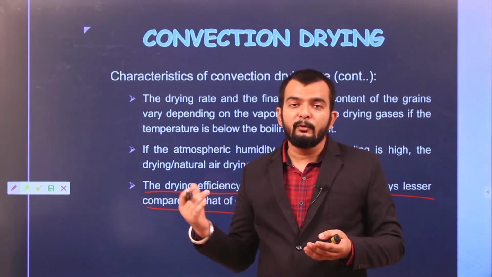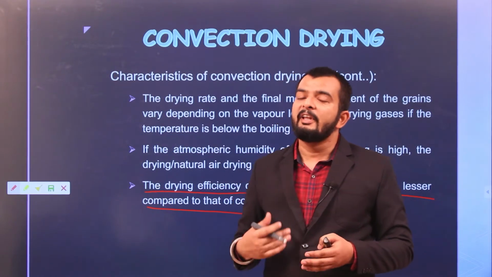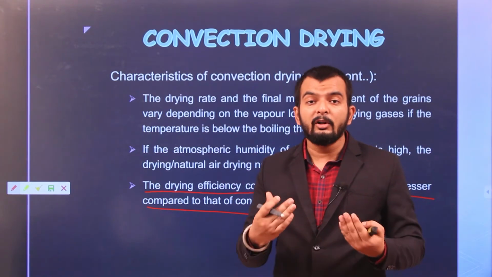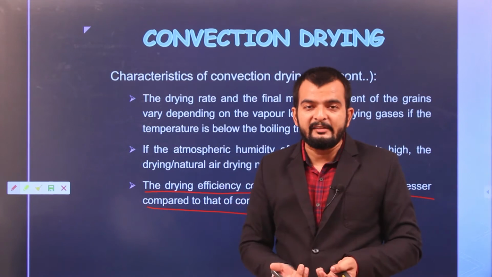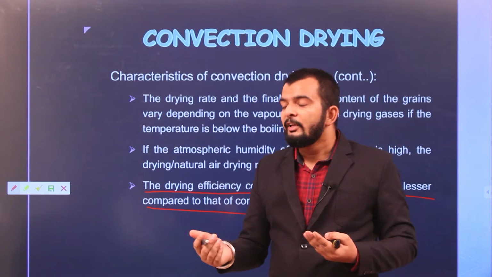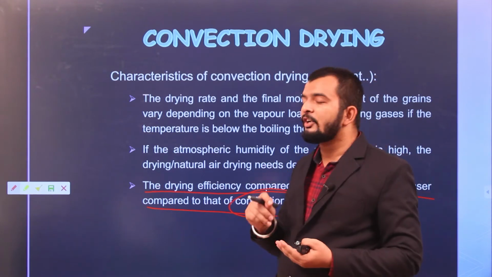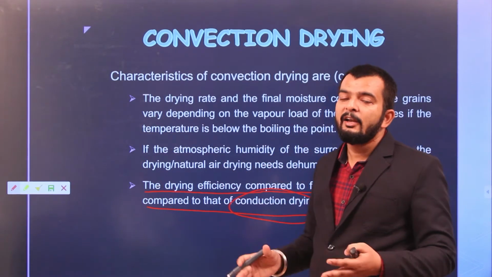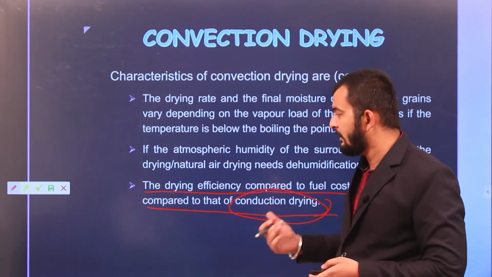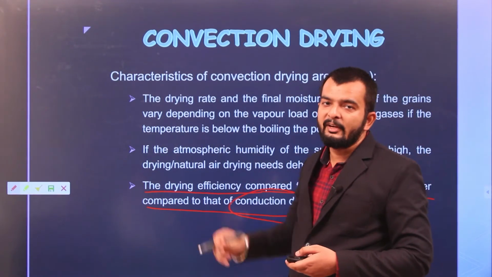In convection drying, we are using flue gases or hot gases for the purpose of drying, right? But in conduction drying, we were using steam or hot water to heat the metal plate. We can also directly connect it to electricity and heat the metal surface. So the heating capacity in that case is more, and the expenditure of fuel in conduction drying is less as compared to convection drying. In convection drying, a large amount of fuel is needed to provide the same heating effect as in conduction drying. Hence the drying efficiency to fuel cost is less in convection drying.